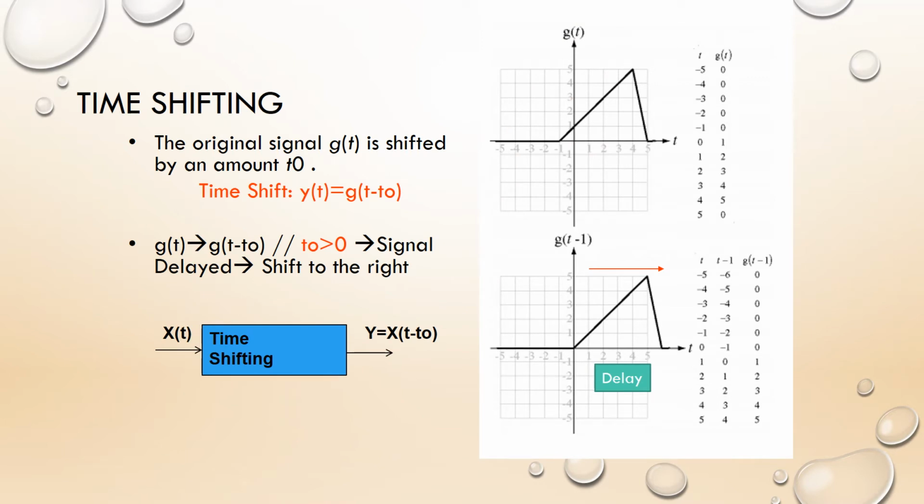Now as far as shifting is considered, you can have a simple shifting effect, like here also you can see. So t minus t0 we want to shift.